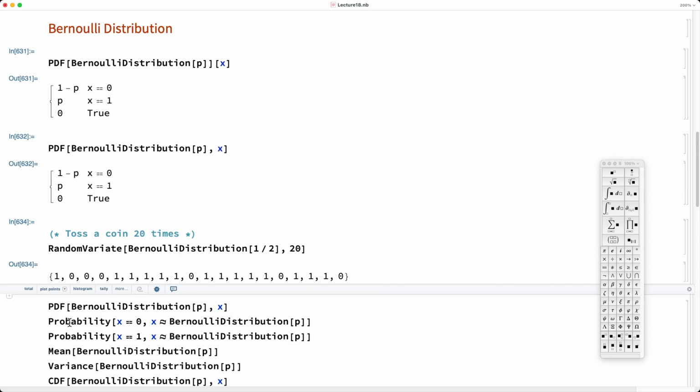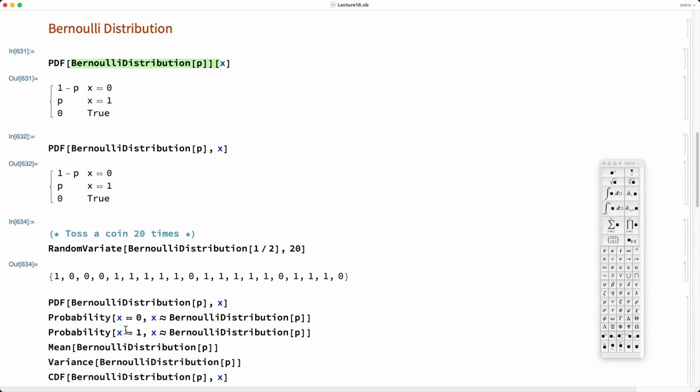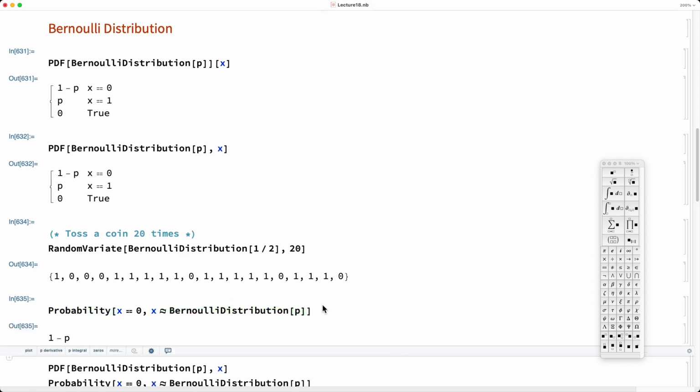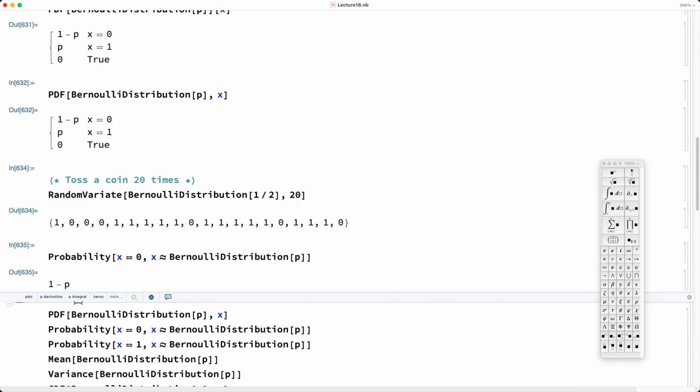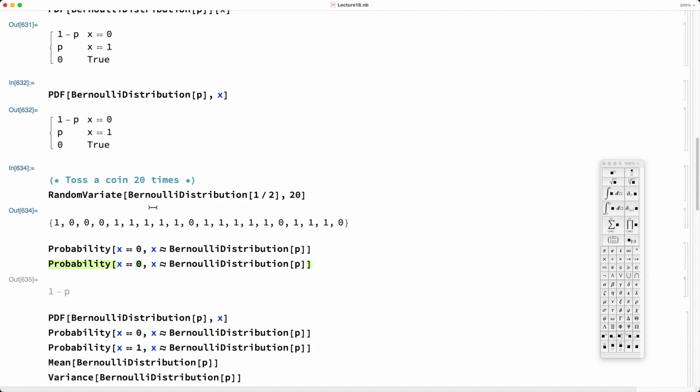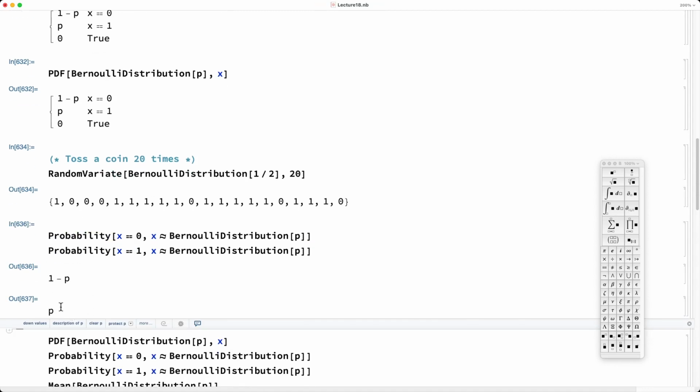You can also ask for the probability of certain outcomes for a certain distribution. For example, you can ask for the probability of x being 0 when x is distributed. You can use the symbol distributed according to a Bernoulli distribution with probability p. So if you execute that, Mathematica will tell us that the probability is 1 minus p. And you can ask for the same thing and ask what is the probability of x being 1. Mathematica will tell you that it is p.